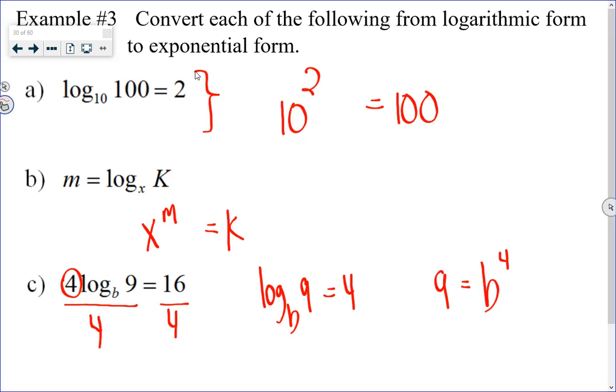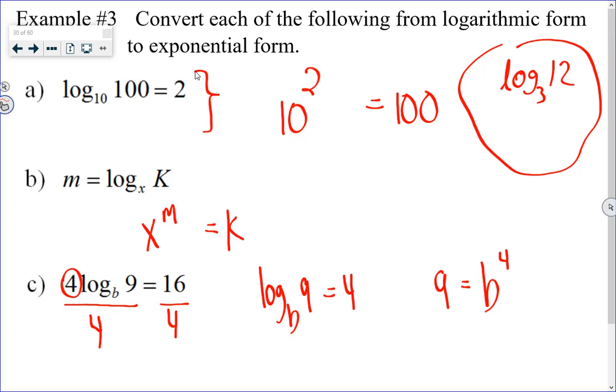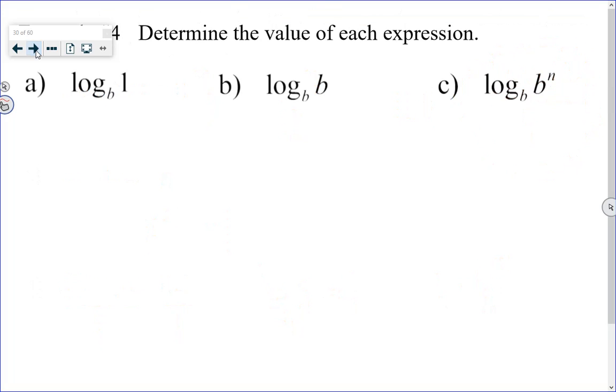Incidentally, I don't know why this thought entered my head, but I better address it now. If I had log base 3 of 12 over 4, you can't cancel anything. You can't cancel the 12 over the 4. That 12 is locked in with the logarithm. It's not a factor. Any questions with 3a, b, or c? All right.